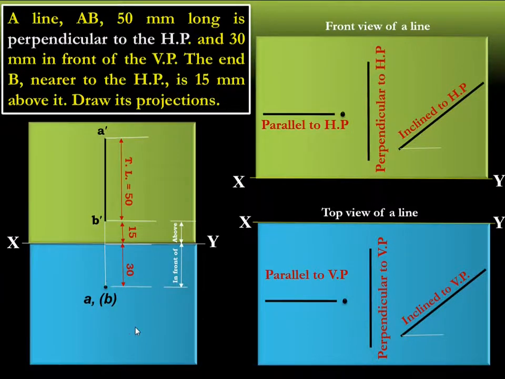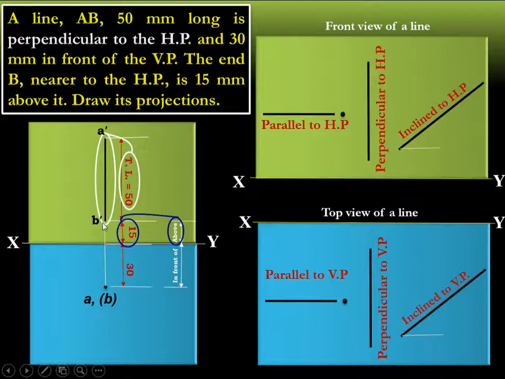We can also verify the other details. When a line is perpendicular to horizontal plane and parallel to vertical plane, the perpendicular view will have the length equal to its true length. It is given that one end of the line is located 15 mm above the horizontal plane and the line is located 30 mm in front of the vertical plane.